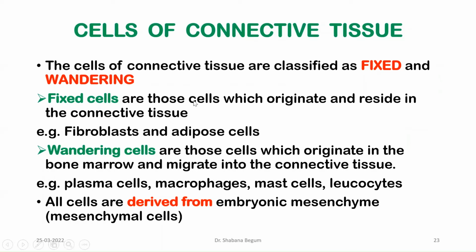Now, the fixed cells are those cells which originate and reside in the connective tissue. These are the fibroblasts and the adipose cells. The wandering cells are those which originate in the bone marrow and then they migrate into the connective tissue. And all these cells are derived from the embryonic mesenchymal cells.